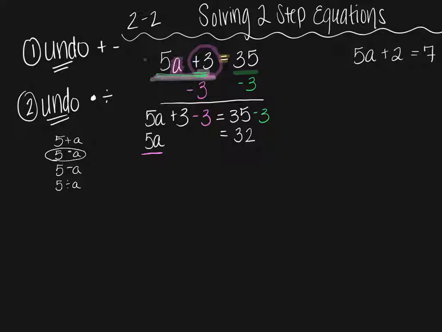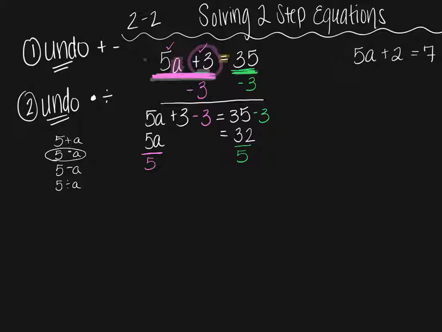Am I going to divide it by 32? No. 32 is on the green side. There is no variable over here. I do not touch my 35. I need to touch everything that's over here on my pink side. I've already dealt with the 3, so I'm good there. Now I've got to deal with this thing over here by my a. So the opposite of multiplication is division. I need to divide by 5. What I do to one side, I have to do over here on my green side too.